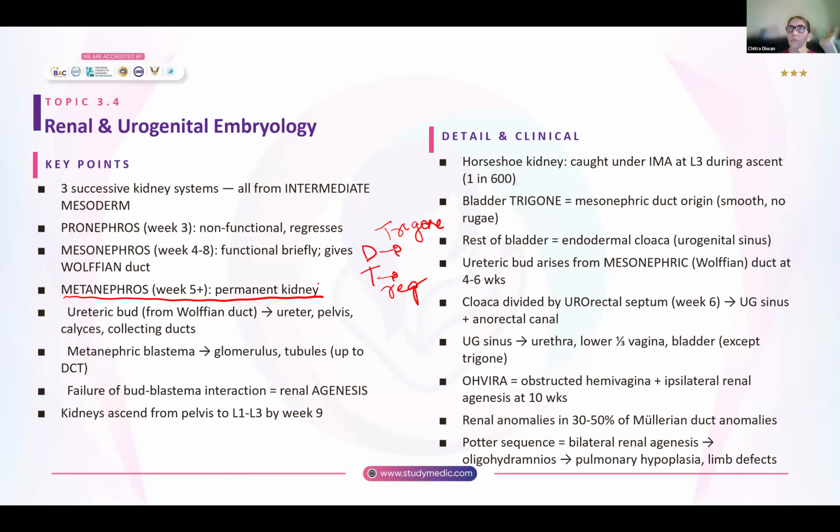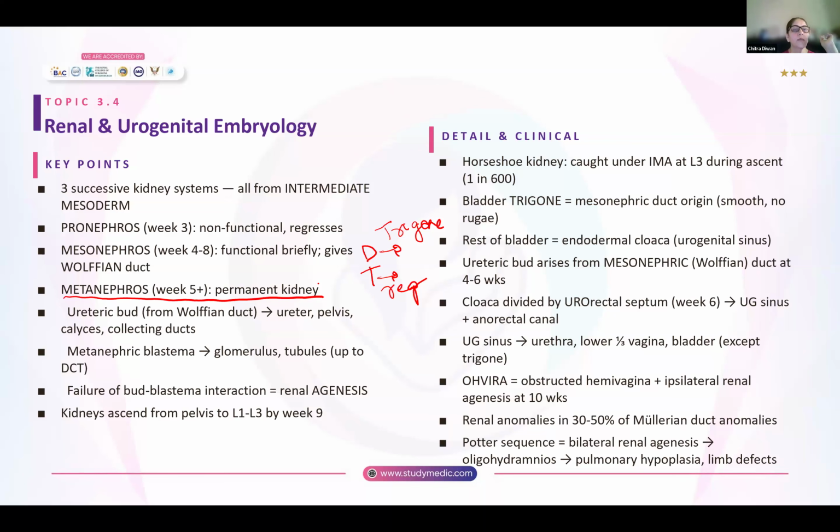So metanephros is going to form the permanent kidney. So ureteric bud comes from the mesonephric or Wolffian duct. It gives rise to the collecting system basically in the kidney: ureter, pelvis, calyces, and the collecting ducts. And the surrounding metanephric blastema gives rise to the rest of the kidney. So glomerulus, tubules up to the distal convoluted tubules. All this forms from the metanephric blastema.